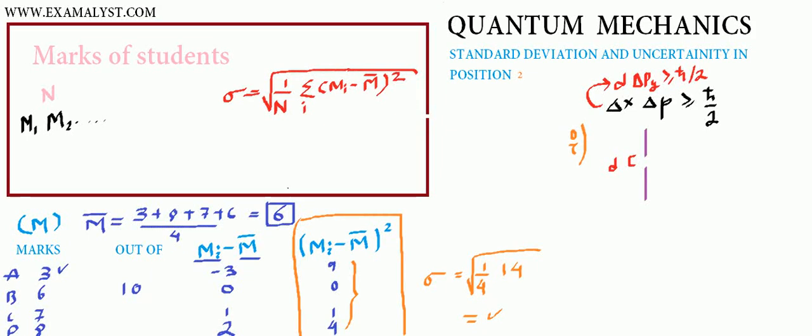Okay, so this is a continuation of the lecture on standard deviation and uncertainty in position. Let me write the uncertainty. What will be the standard deviation if there is an uncertainty in position? What will be the mathematics? Let me write the mathematics part and then I will explain. So it will be 1 by n.